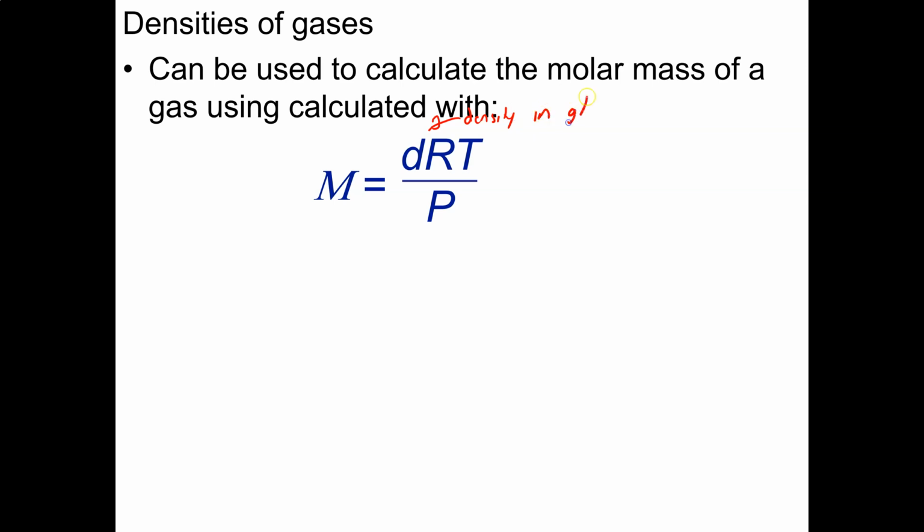in grams per liter. R is going to be 0.0821, as always. Temperature is going to be in Kelvin, as always. And pressure is going to be in atmospheres, as always. So when I plug this formula in, I can figure out the molar mass of a substance, the actual grams per mole of the substance. This shortcuts things a lot. And the question is, when do you use this? Use this whenever they give you density. Whenever they ask for the density of a gas or give you the density of a gas, this is your formula.